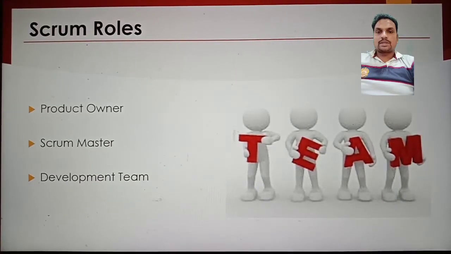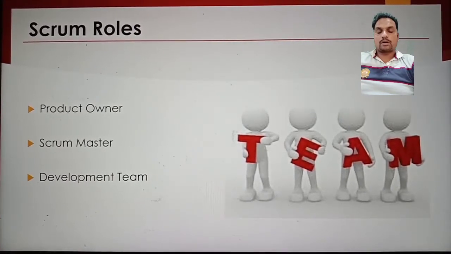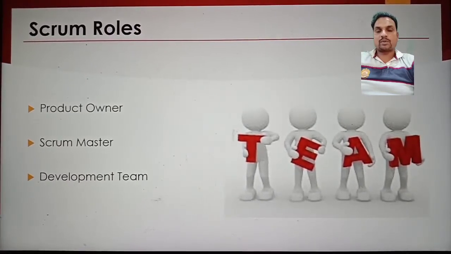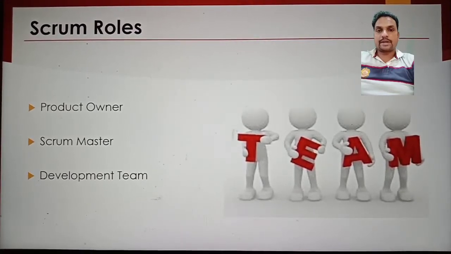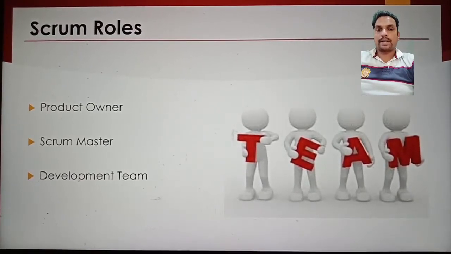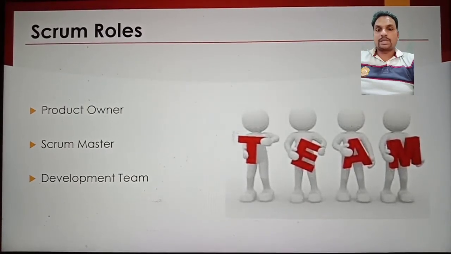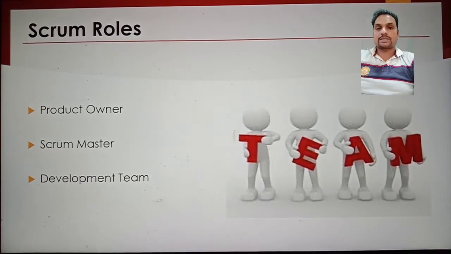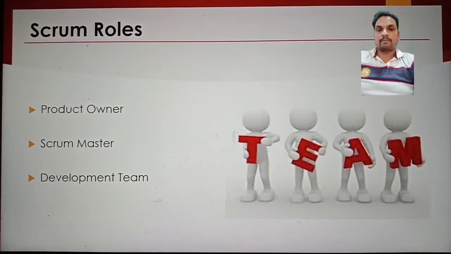Scrum suggests only three standard roles. The first one is the product owner, who is responsible for the product backlog and getting wish lists from different stakeholders. The second one is the Scrum Master. The Scrum Master is basically a facilitator between the product owner and the development team. And the third one is the development team. It could have functional people, developers, as well as the QA and testing team. So these are the three important roles in Scrum.